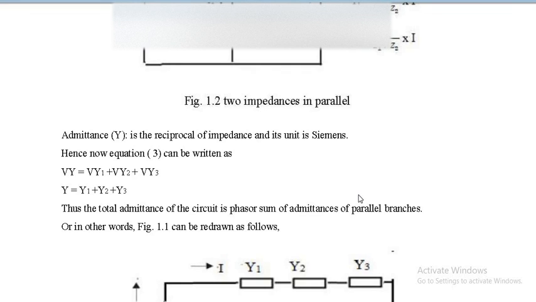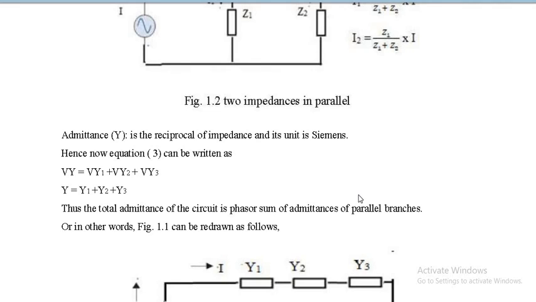And 1 upon Z total I can write as Y. So VY is equal to VY1 plus VY2 plus VY3, or I can write Y is equal to Y1 plus Y2 plus Y3. Whatever is applied to impedance, exactly the reverse is applied to admittance. So where impedances in parallel are Z1 Z2 upon Z1 plus Z2, admittances in parallel are Y1 plus Y2.